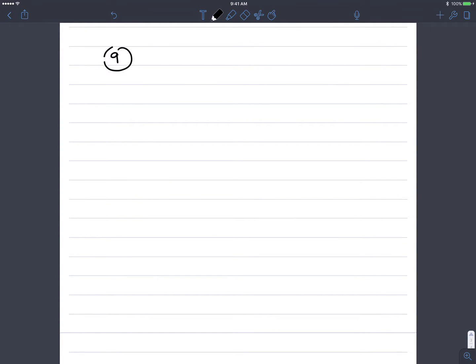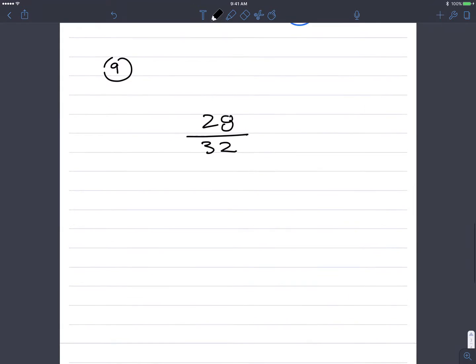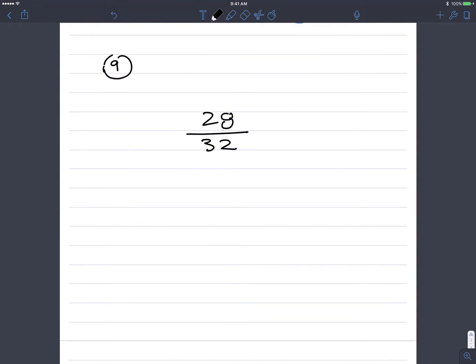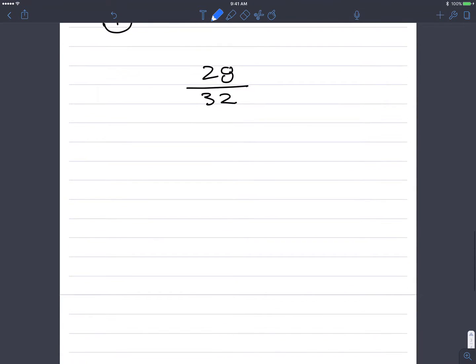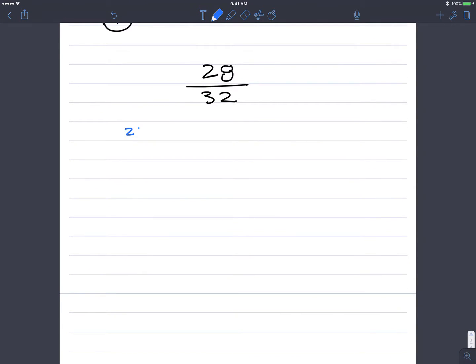Number 9, 28 over 32. So put it here, 28 over 32. We're going to have to factor here. Let's see, let's try to factor over here.